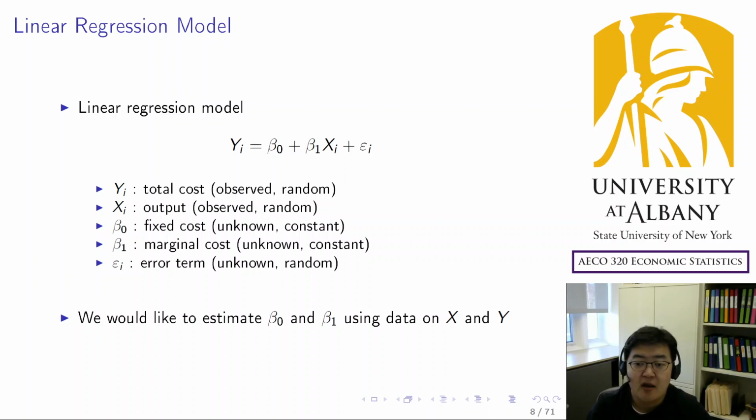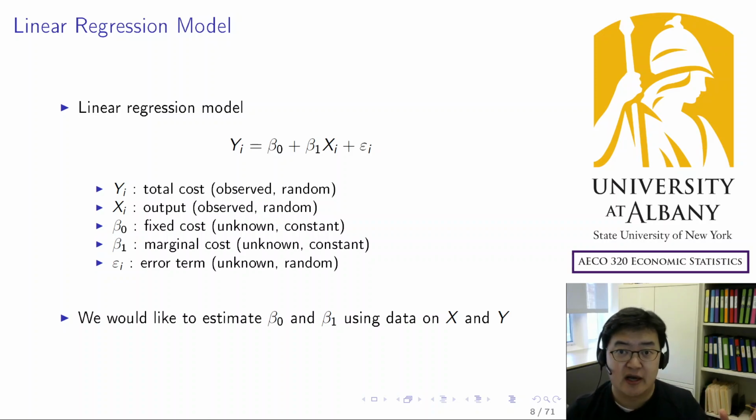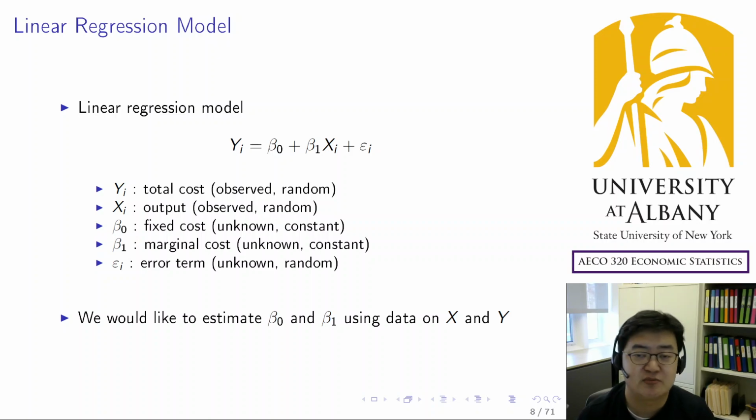Okay, so simply speaking, in the end, we would like to estimate beta 0 and beta 1. Those are parameters, and we use the data, the observations on the output and the cost. So these are the elements of the linear regression model. Okay, so in the next video, I'm going to generalize. Actually, it's general enough, clear enough, but we will generalize this idea, and I'll explain that in the next video.